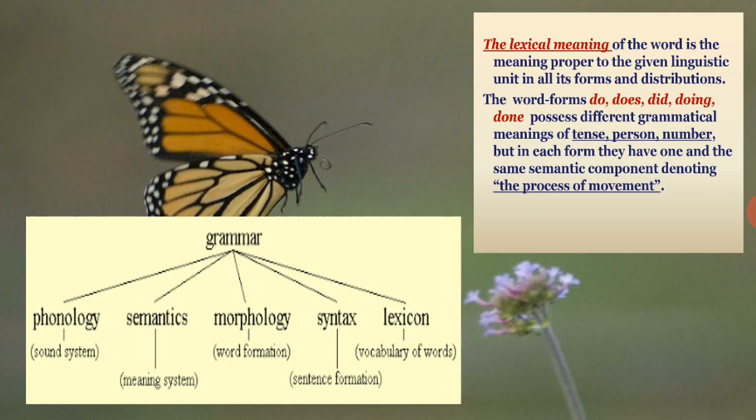Here you can see that in grammar there are 5 different categories, divisions in grammar. One is phonology, that is the sound system. The second one is semantics, that is the meaning system. Third one is morphology, that is word formation. Fourth one is syntax, that is sentence formation. The last one, lexicon, that is the vocabulary of words. So the last one only we are going to see in this lesson.